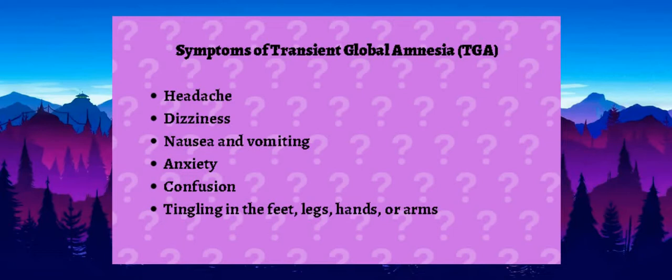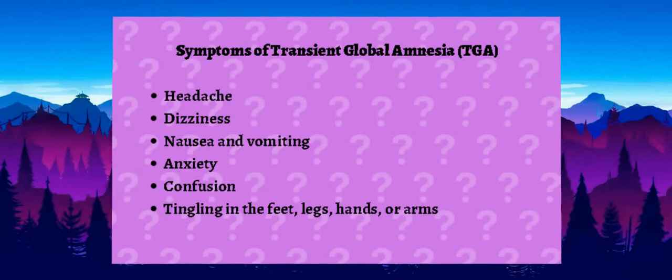In most cases, TGA episodes last from 1 to 10 hours, with an average of 6 hours. In rare cases, symptoms may persist for up to 24 hours. Memory problems that develop gradually or last for more than a day are not part of TGA and are likely related to other causes.